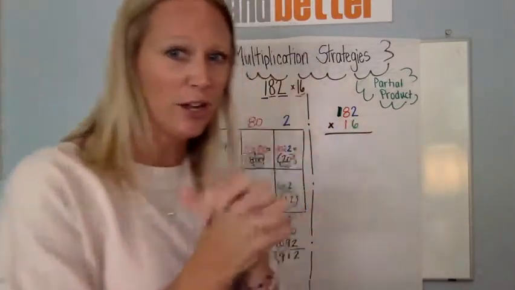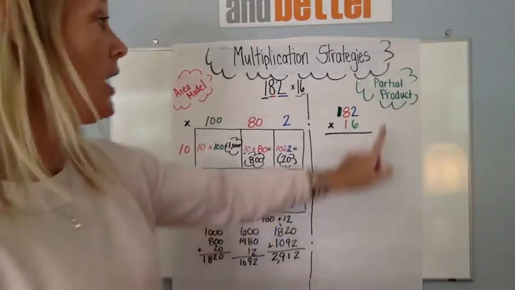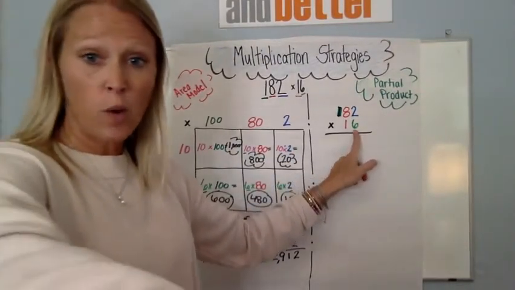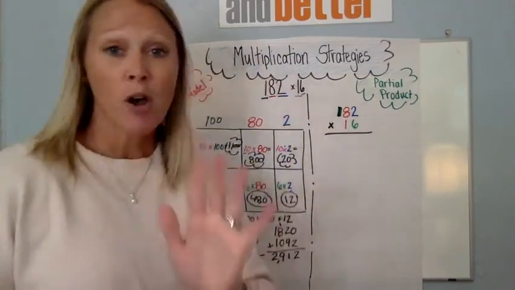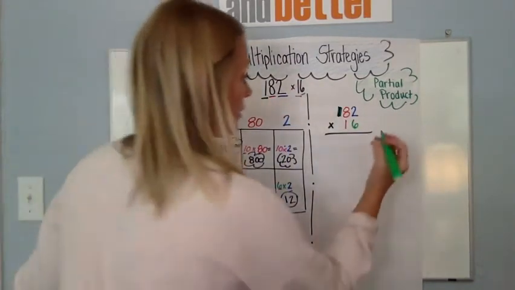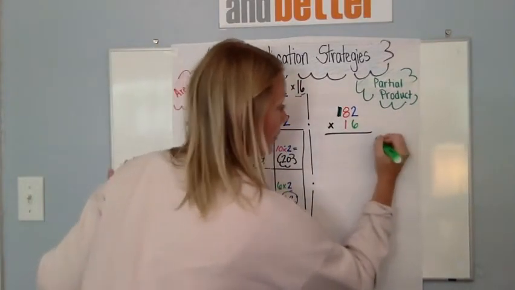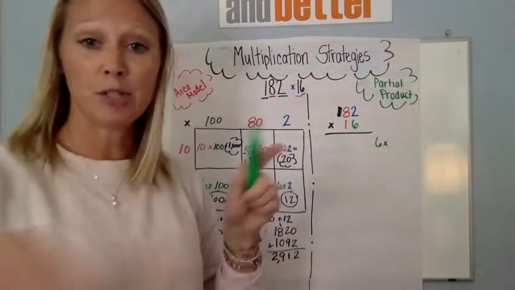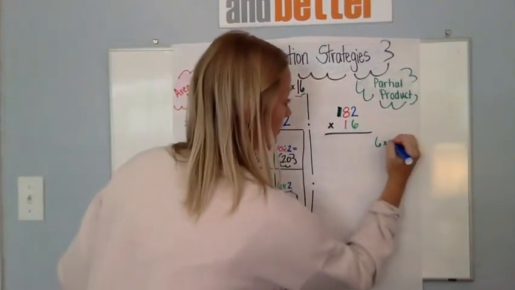All right. So let's take a look. First, we're going to take our 6, which is in the ones place value. And I'm going to multiply this by every number. So if you think to yourself, I'm going to do 6 times the 2, which is in the 1 place value.